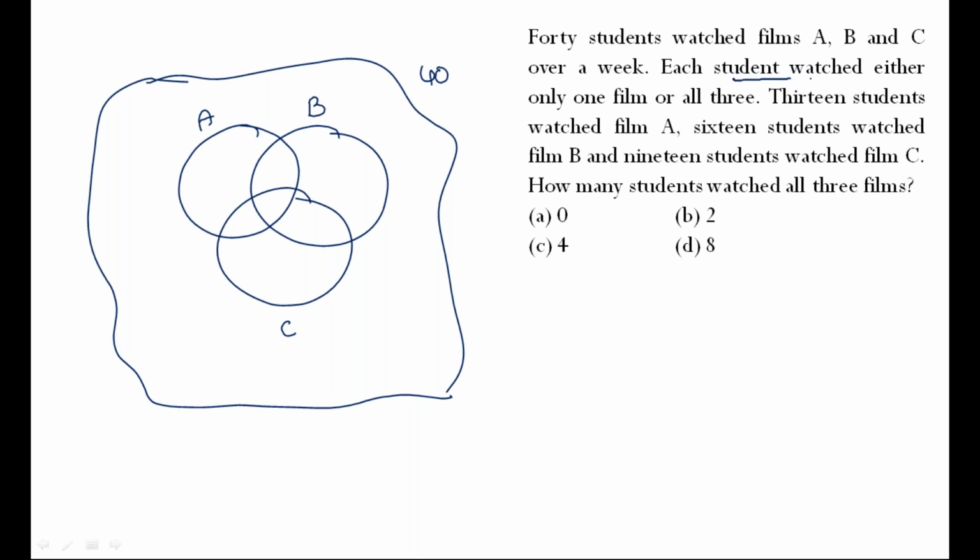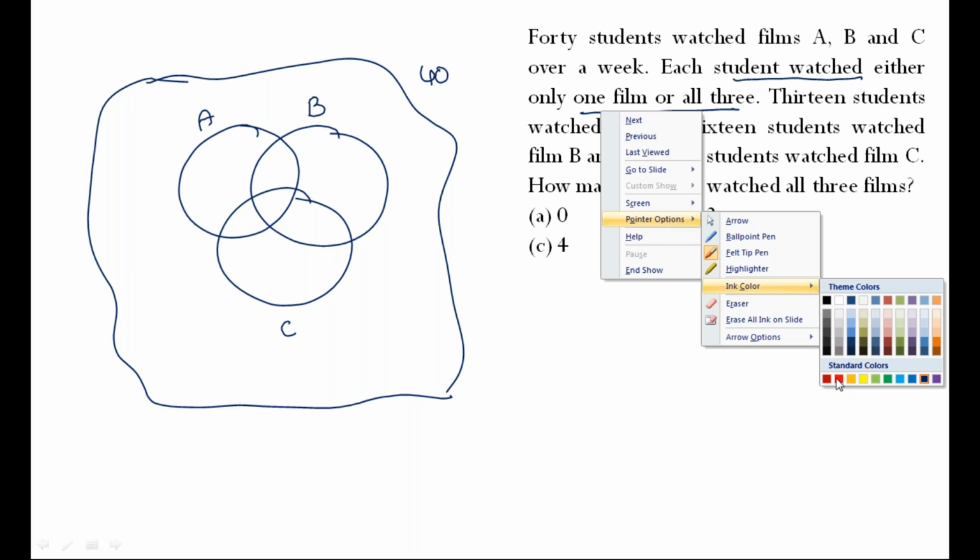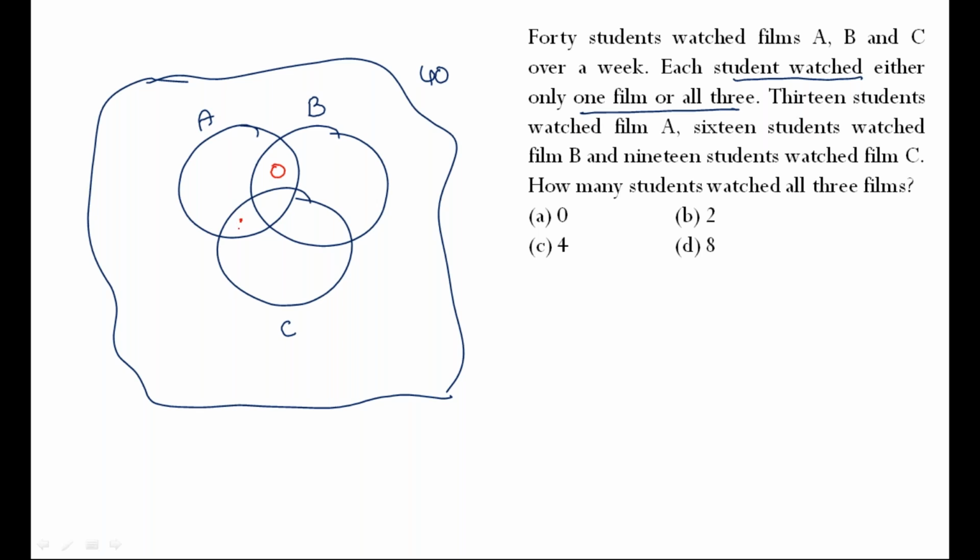Each student watches either only one film or all three. Guys, the statement is such a good thing. Each student watches either only one film or all three films. What is that? Only two films is 0. Either they watch one film or they watch all three. Now 13 students watch film A.